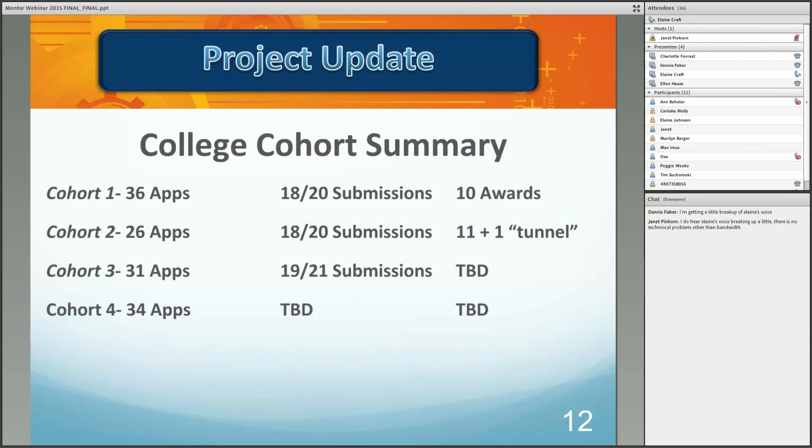Dennis? Hi, everybody. How's everyone doing? I'm going to give you some background information on the cohorts to date and some data that we've collected. If you notice, the applications have stayed relatively constant around that 30-plus mark, equally constant have been the submissions, and the actual awards have been pretty much consistent as well.